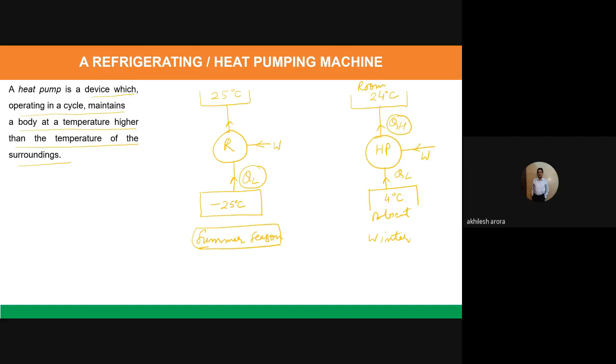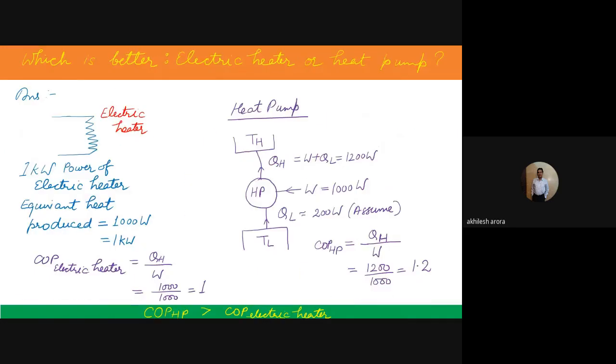So you can see here once again the definition: a heat pump is a device which, operating in a cycle, maintains a body at a temperature higher than the temperature of the surroundings. Here, in place of a body, I have considered a room which we are maintaining at around 24 degrees Celsius, which is actually higher than the ambient temperature. So this is already clear.